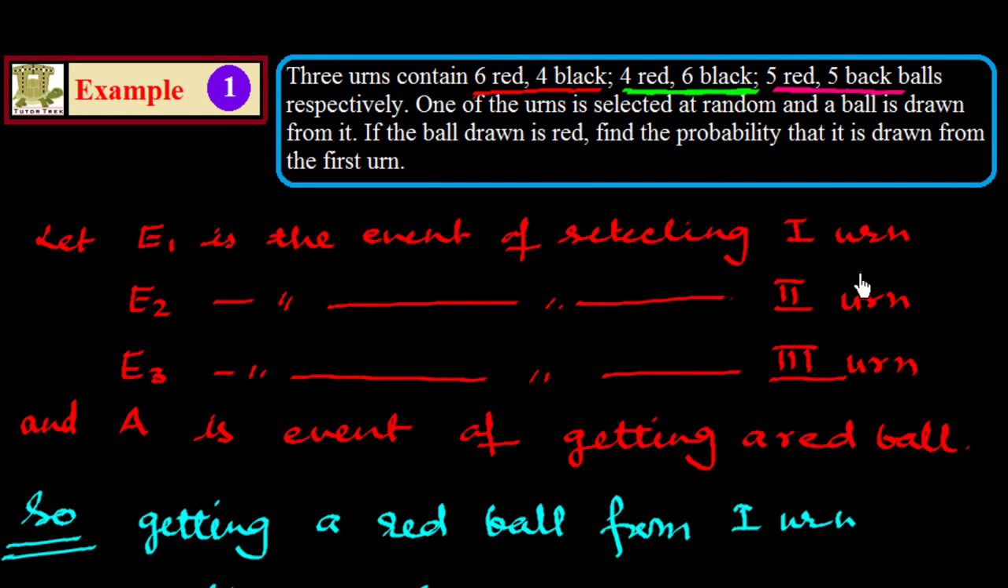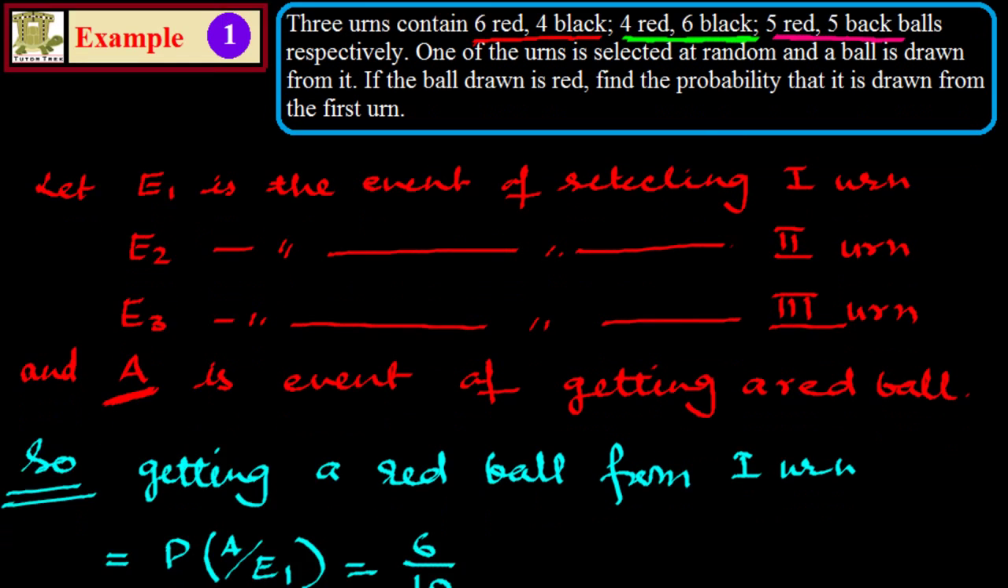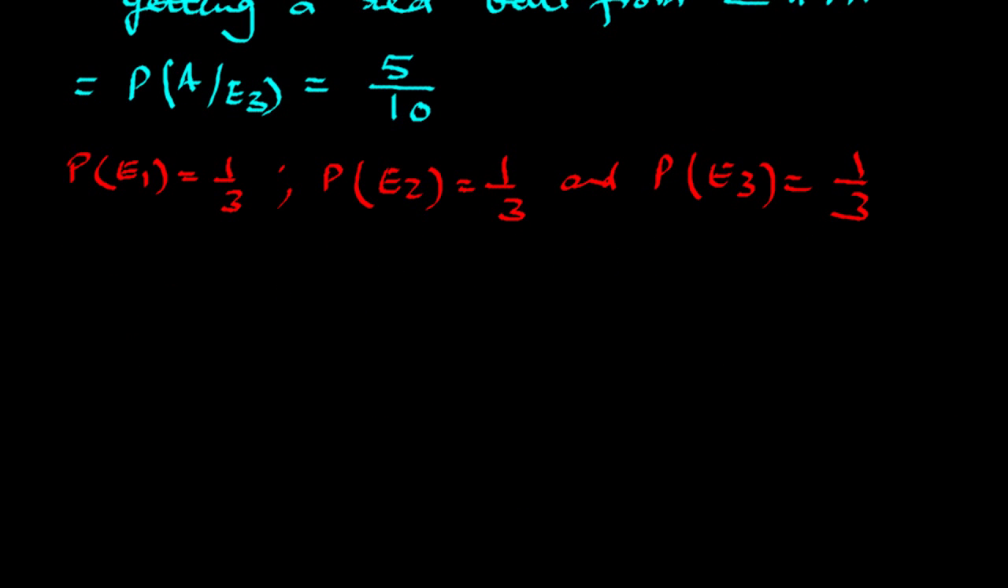Now look at what we have to find out. If the ball drawn is red, one ball is drawn from an urn which is selected randomly, and we have to find the probability that it is drawn from the first urn. So A is given to us, the ball is red, and we have to find that the ball came from the first urn. So it came from E1. We have to find out probability of E1 over A.